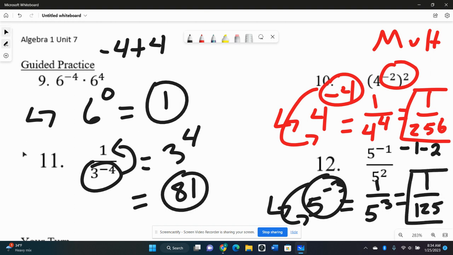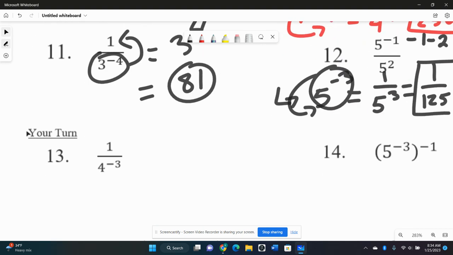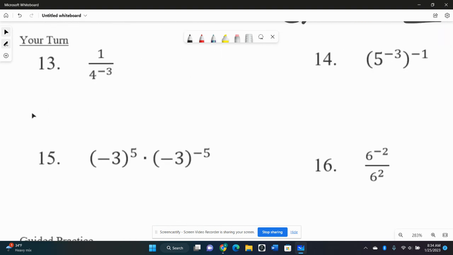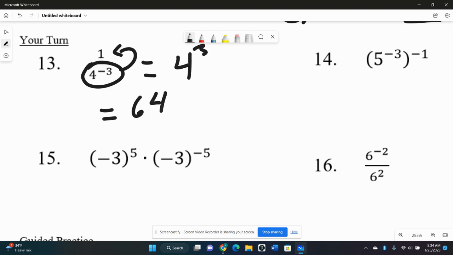So again, at this time, I would have you do the next 4 down here. I'll run through the answers real fast. Number 13, negative exponent tells me to flip it. It's on bottom, so I flip it to top. So I get 4 to the 3rd, which is 64.